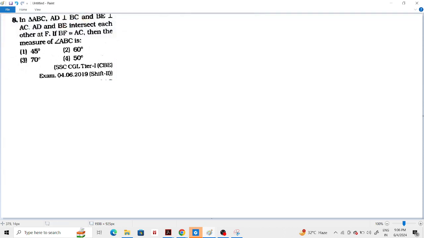Okay, in triangle ABC, AD is perpendicular to BC and BE is perpendicular to AC. AD and BE intersect each other at F. If BF is equal to AC, then find out the measure of angle ABC. Okay, so let us draw the triangle. I am drawing a big triangle so that it's easy for us to understand.